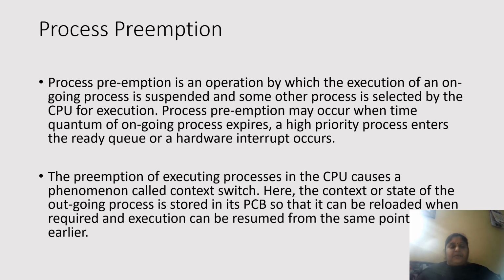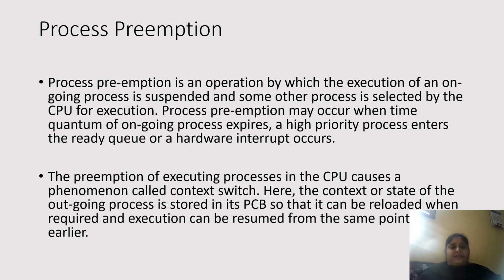So whenever a higher priority process enters, or the time quantum of the process ends, preemption occurs. For example, in the round robin scheduling algorithm, there will be a time quantum of 1, 2 or 4 milliseconds. So for a particular period of time, the process will execute in the CPU. If that time quantum ends, the process will expire and the CPU will switch from this process to another process. For this type of situation, or when a higher priority process enters the ready queue, or a hardware interrupt occurs, process preemption will occur.